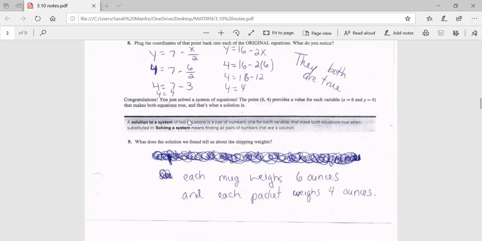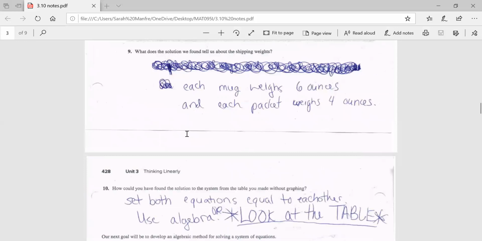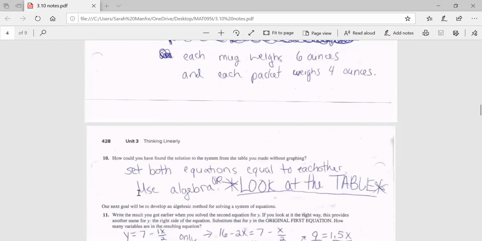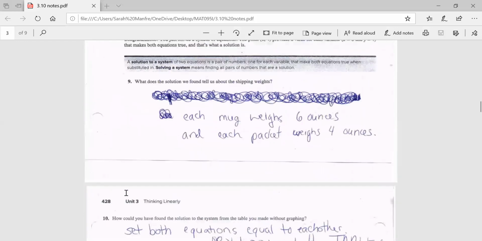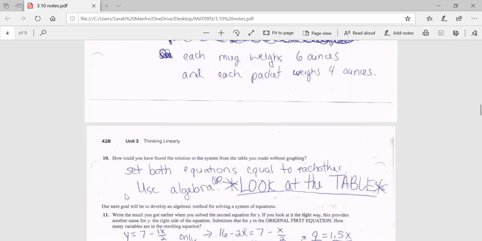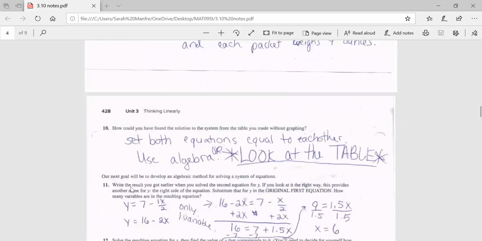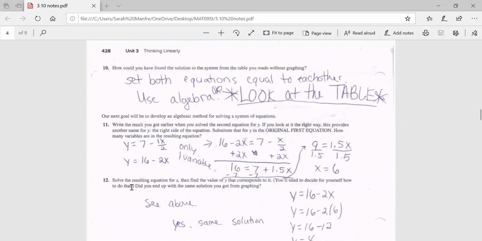Okay. The other thing is we can use algebra. I've highlighted here, starred, look at the table, but I also wrote that we can set both equations equal to each other and use algebra, and that's what we're going to be doing in a minute. Up until number 10, we solved these equations by looking at a graph and a table, and that's one perfectly good way of doing it, but just note that the algebraic approach might be a little bit faster.